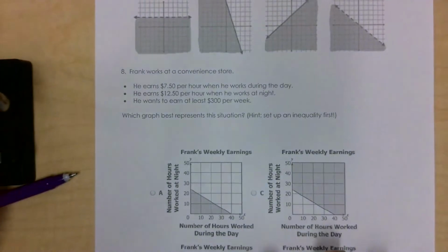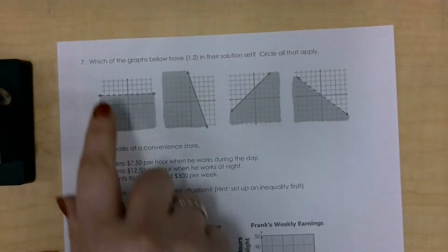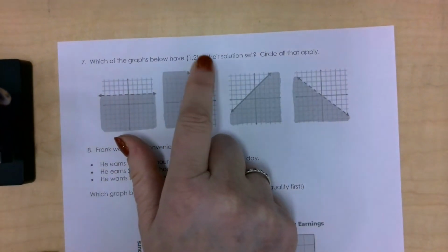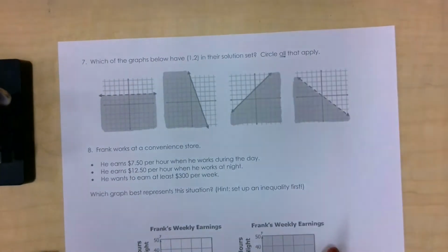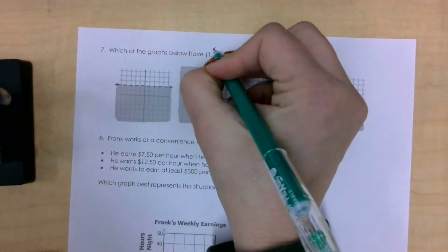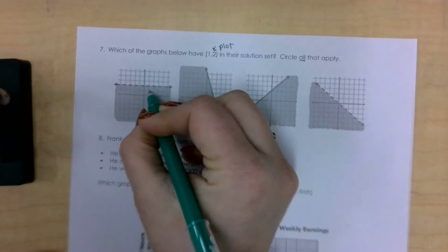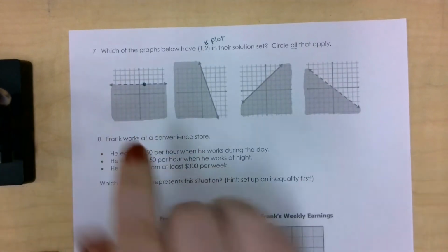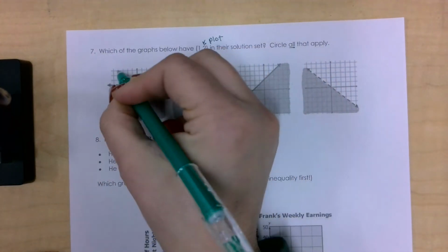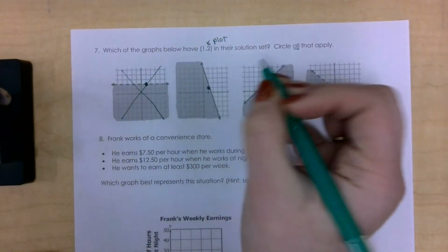Let's now take a look at page 23. I'm going to skip over page 22. That's some more graphing, but I wanted to look at these 2 questions. Which of the graphs below have (1, 2) in their solution set? Circle all that apply. So the best way to do this is to plot (1, 2). That's a dotted line. Anything on a dotted line will not be a solution. So this is not. I'm going to go over 1, up 2.